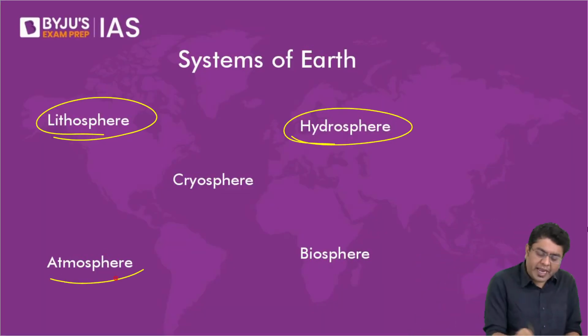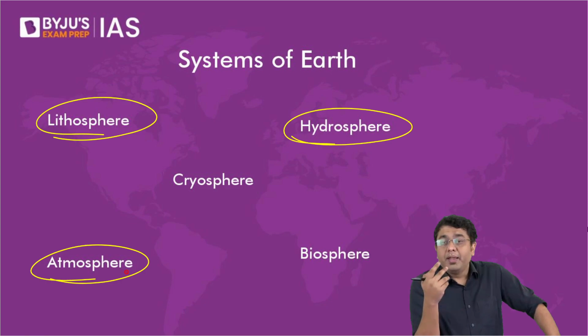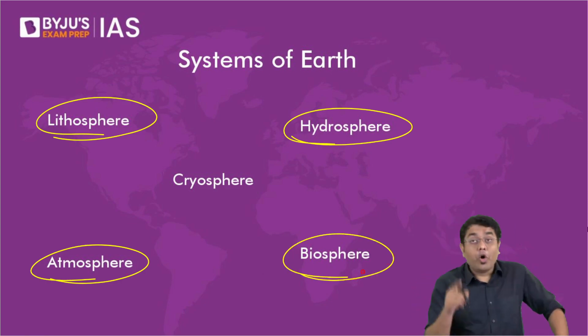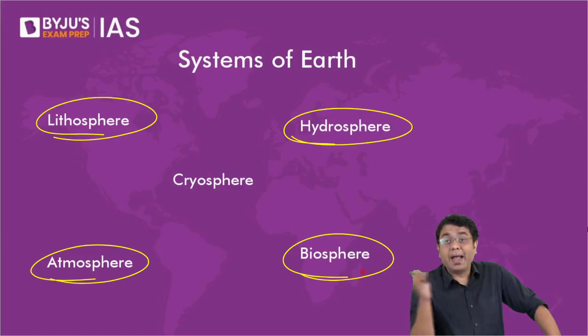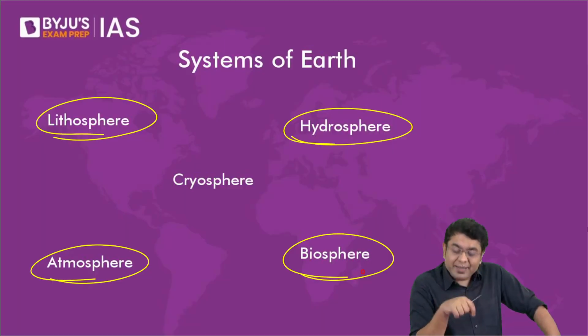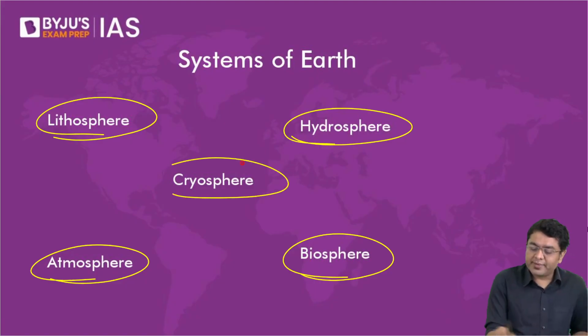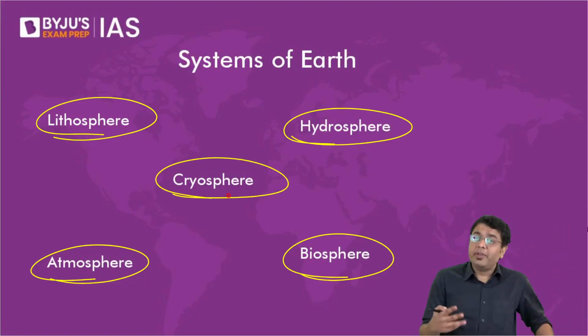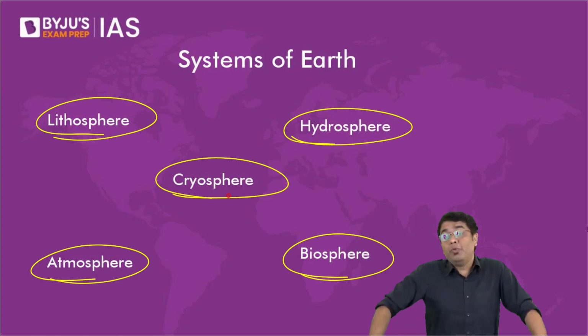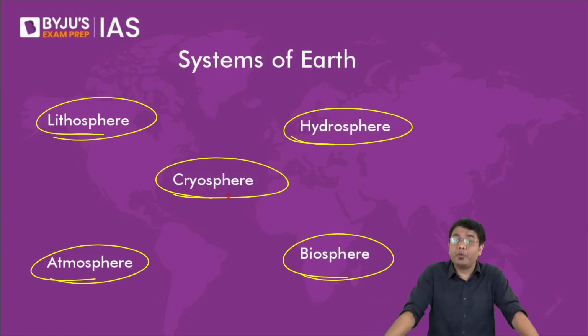Then you have the atmosphere, the air around us. Then you have the biosphere, all the living beings on the planet, flora and fauna, that you will study separately in the portion of environment and ecology. And then you have the cryosphere. The cryosphere includes the frozen areas, that is the polar regions, and also the high altitude mountainous areas. These are permanently frozen. Cryos basically refers to anything very cold or frozen, so that is why it is referred to as the cryosphere.